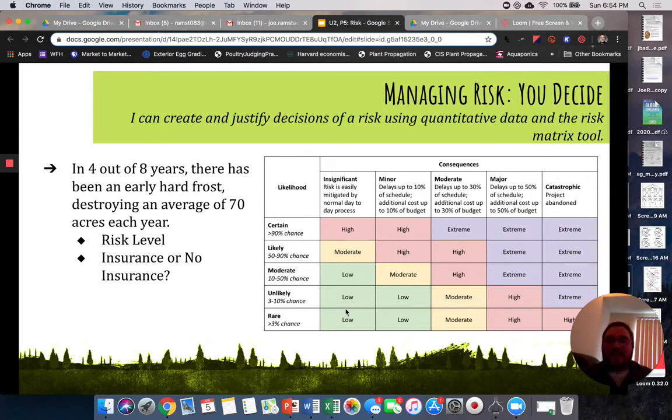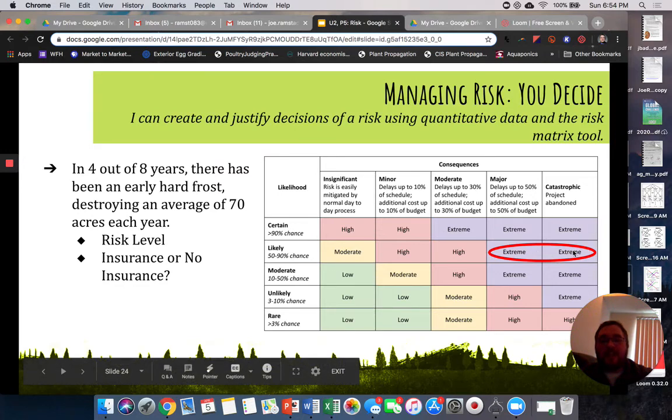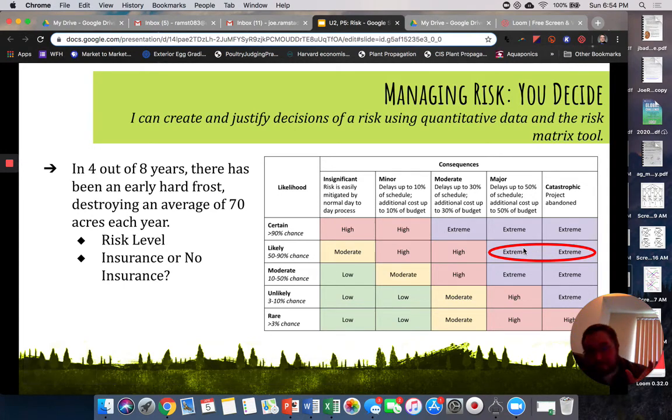In 4 out of 8 years, there has been an early hard frost destroying an average of 70 acres each year. Okay. Hit pause, work through it. All right. So hopefully for your risk level, you identified either catastrophic or major and likely. So it's an extreme risk level. And I would certainly purchase insurance if this is the data that you have for your farm based off of the frost, assuming that that is covered in the insurance.